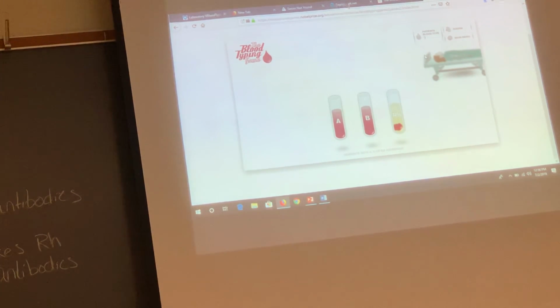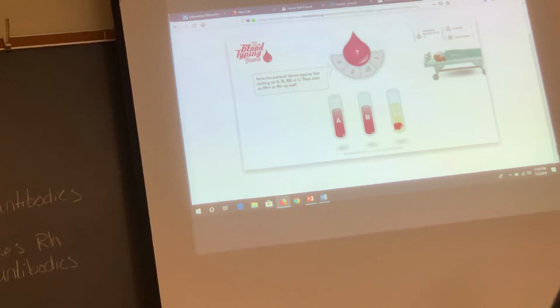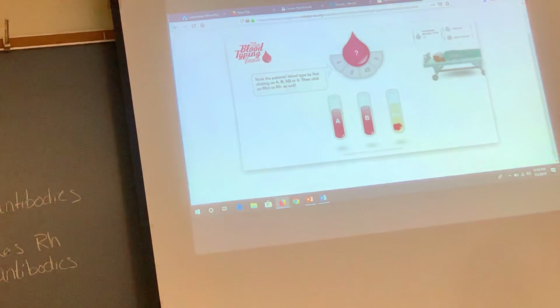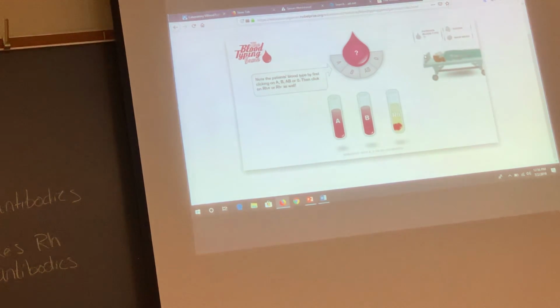Really. What is that third vial? RH positive. Well, do we get an agglutination with A or B? It's RH positive, but what's the other? It's O, right? Because we didn't get an agglutination with the A or the B antibody, so you have neither antigen. So O positive.